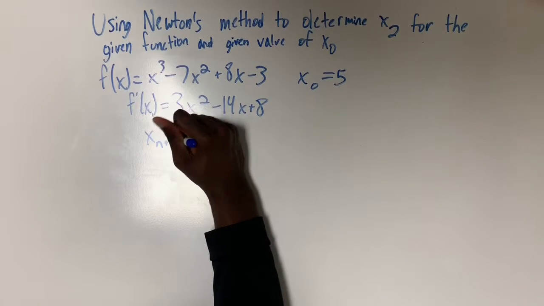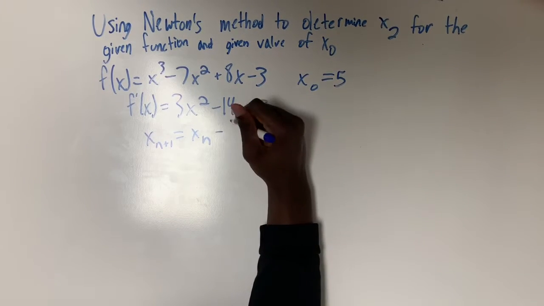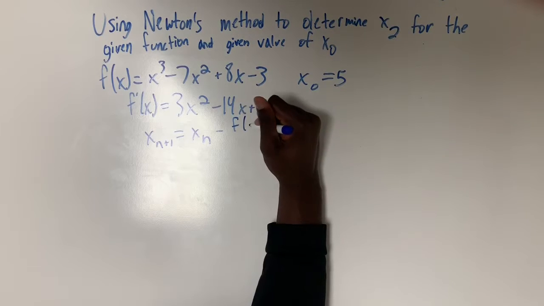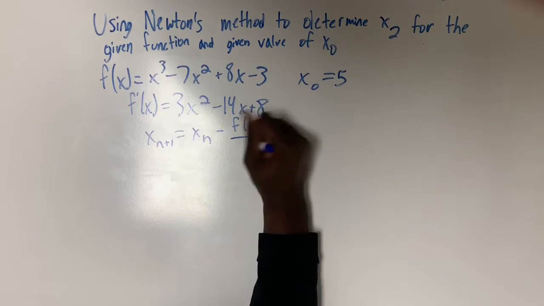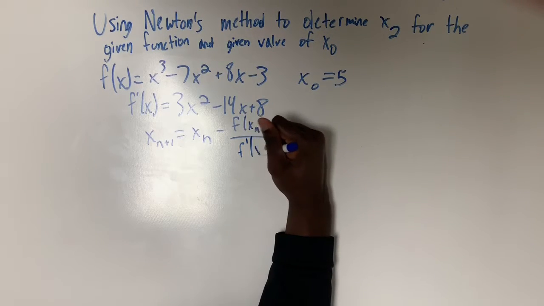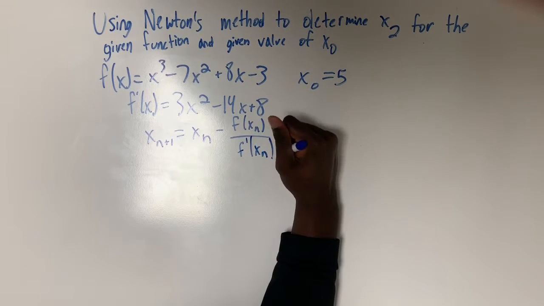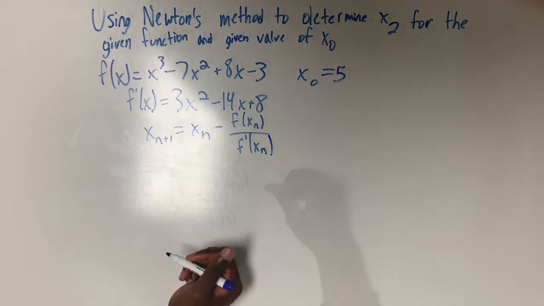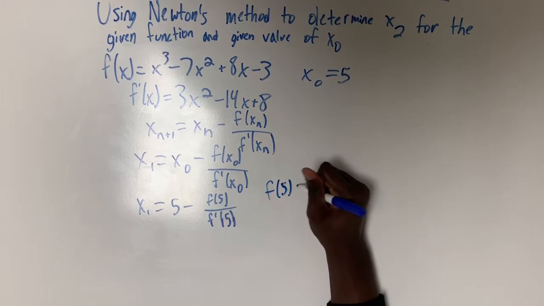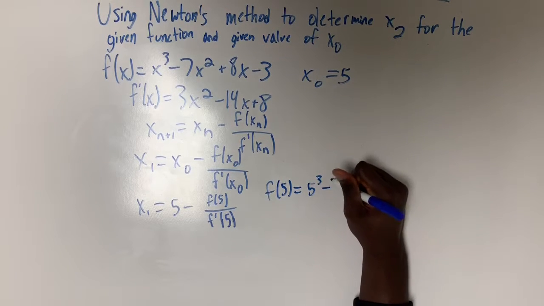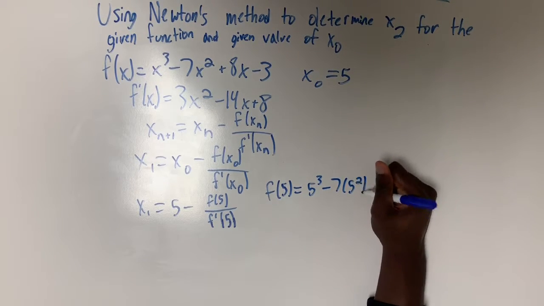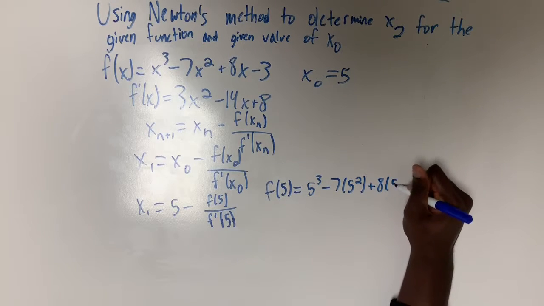Next, it would be wise to write down Newton's method's formula so you know which values to look for before you plug them in. And it's going to be x n plus 1 equals x n minus f of x n over f prime of x n. Next, we're going to plug in our initial x so that we get x1 equals 5 minus f of 5 over f prime of 5. Then find f of 5 and f prime of 5 separately by using the equations we have up above.